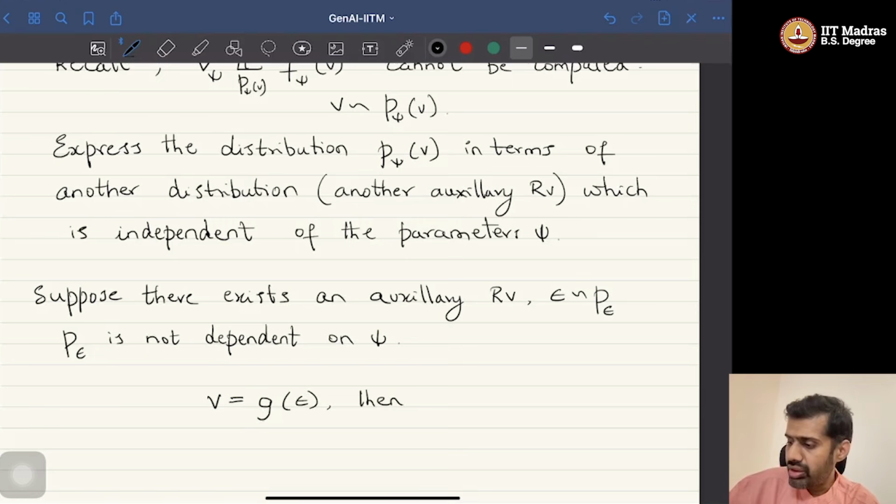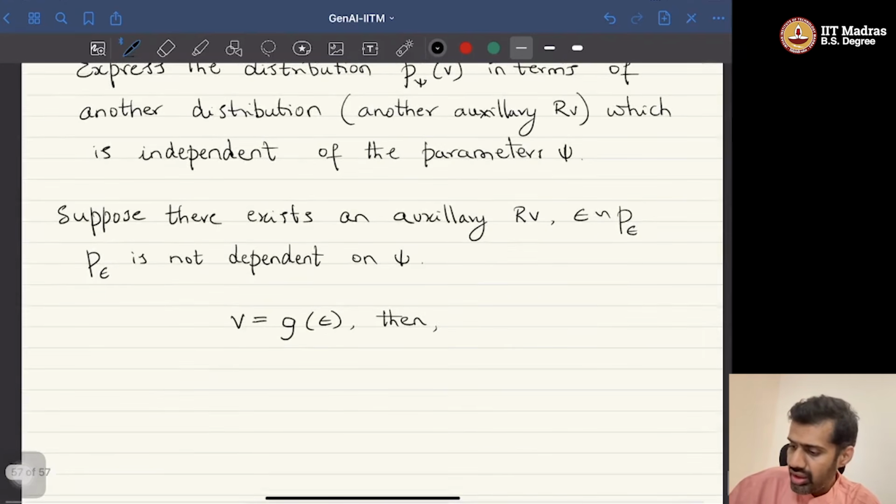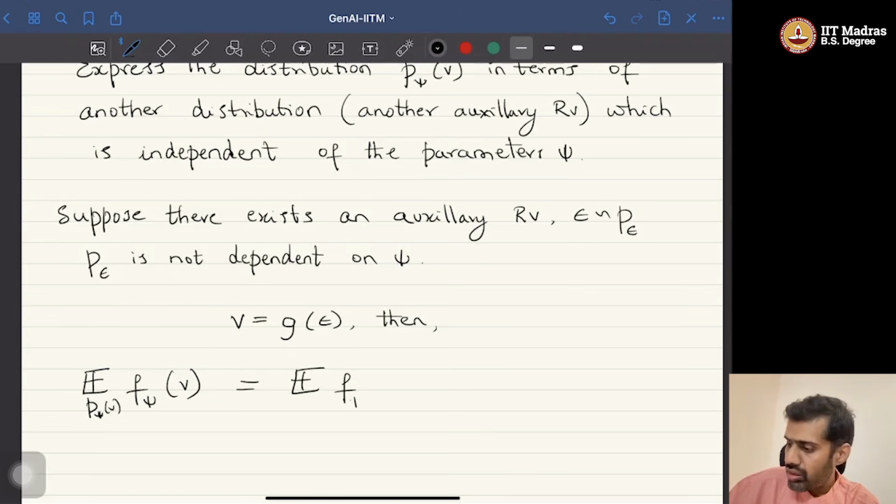So then what happens is the following. What we need is the expectation of this function f psi of v with respect to p epsilon of v, right? So this can be shown to be equal to the expectation of f psi of, so what is v here? V is g of epsilon. Okay, so now this g function depends on the parameter psi here.